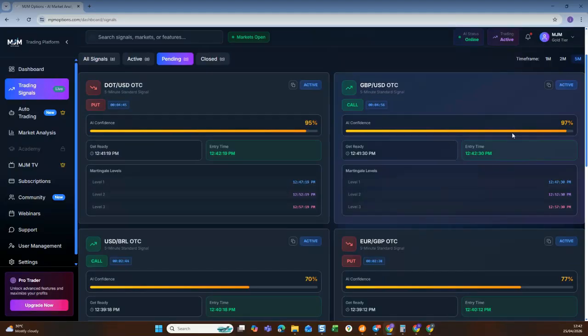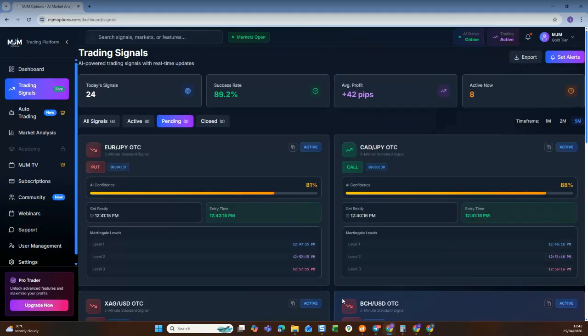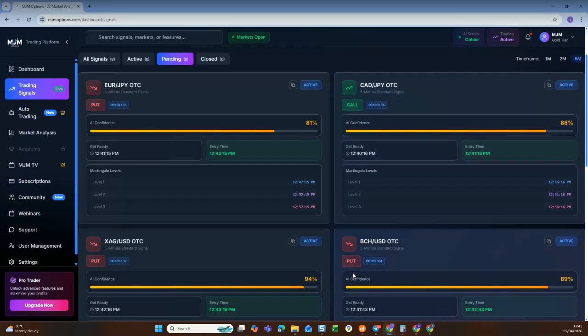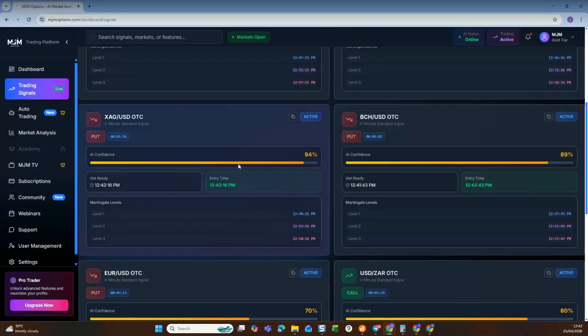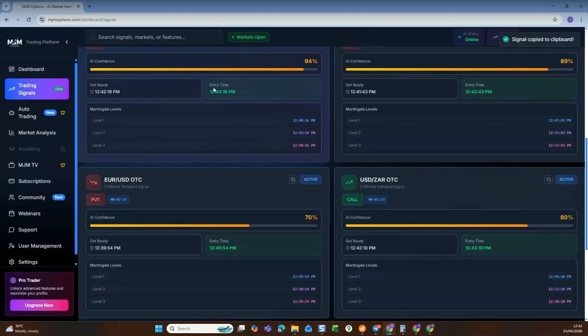The second thing you're looking for is not signal strength this time around. It is the countdown time. So this is 94. Since we have the 5-minute standard signal, the countdown timer has to be above 5 minutes. So what do we have? This is XAGUSD. You can copy the signal, paste it somewhere, and take it and execute it on the entry time.